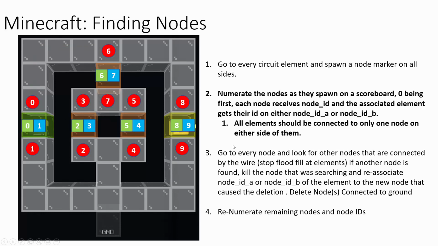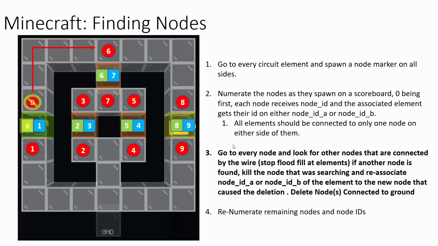So the next step is we have to eliminate these because we have way too many nodes, right? What we're going to do is go to every node and look for another node that's connected to them. In this case, we start at 0. We basically use the flood fill algorithm to look for other nodes in the path, disregarding circuit elements. So the flood fill algorithm goes around just on the wire and ignores the other blocks. So we start at 0 and we go around and we find a 6. If it finds another node, kill the originator, stop the flood fill algorithm, and reassociate this new node's ID with anything that has the original killed node's ID.